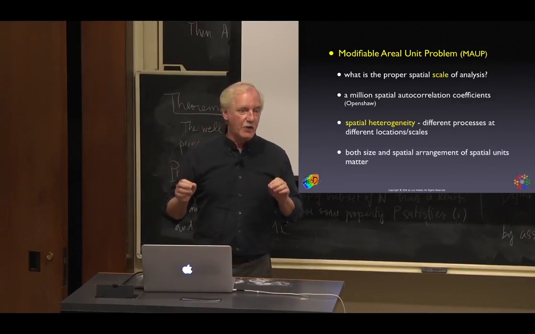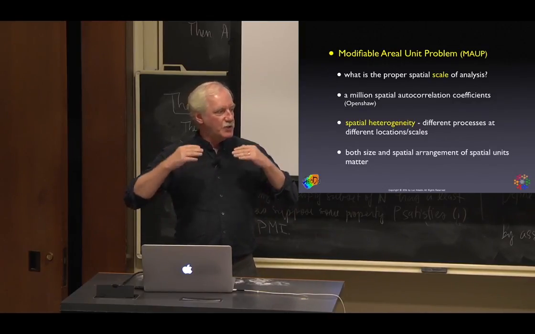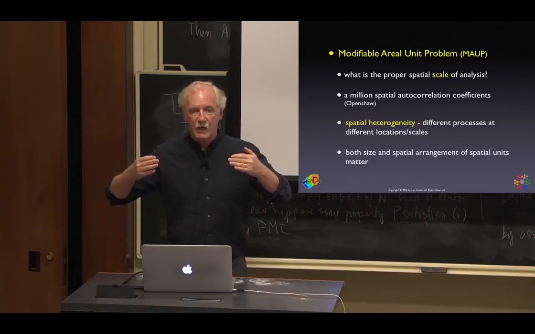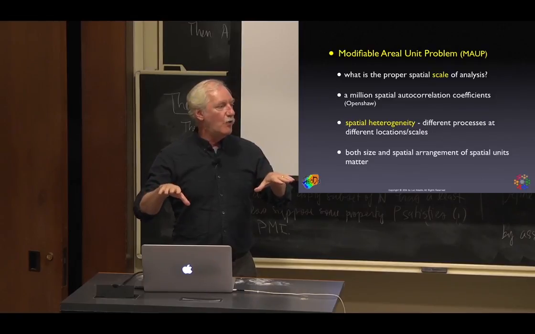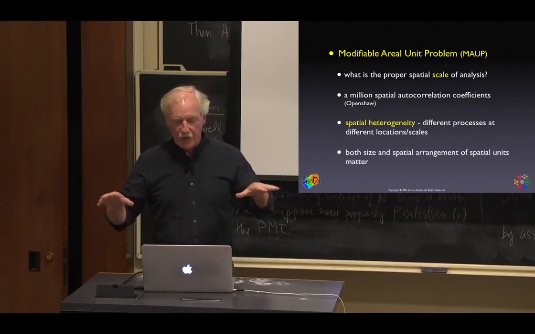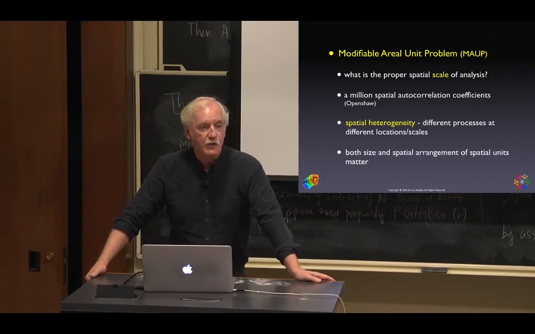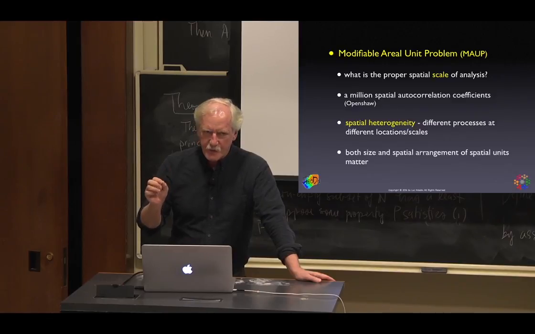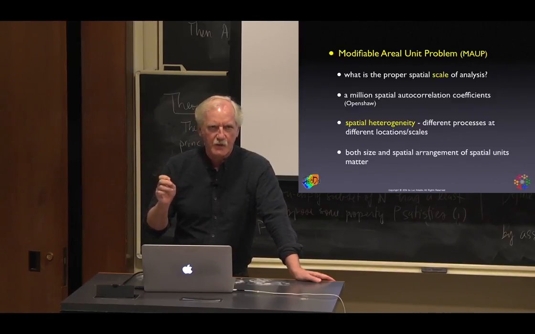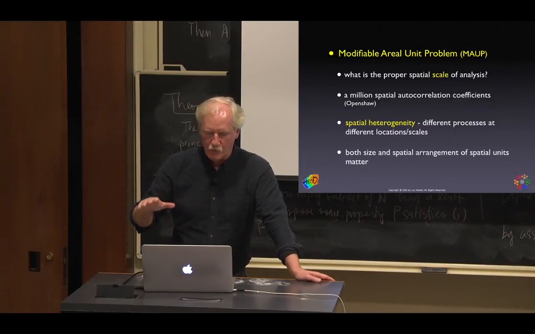Now, per se, there's nothing wrong with that. The information will change as you change the scale of analysis. The question is, you have to really know at which level you're working. And again, this has to do indirectly also with the ecological fallacy. The basic concept here, and we'll talk about this later in more detail, is spatial heterogeneity, that different processes work at different scales or at different locations.